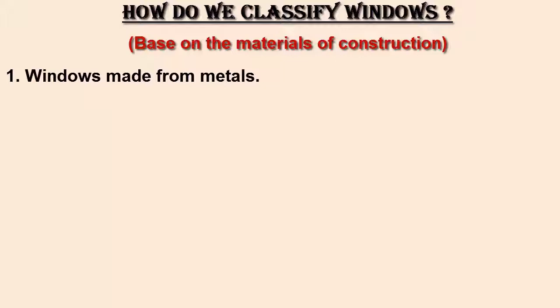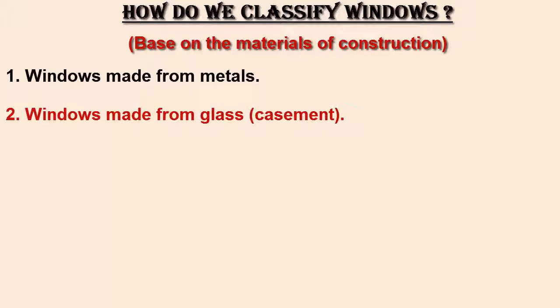In modern buildings, nobody uses metal windows. We mostly use what is called the glass window, and they are called casement. What is a casement window? This is a type of glass window where the frame is aluminium, and the window itself, the shutter, is made of panels of glass.